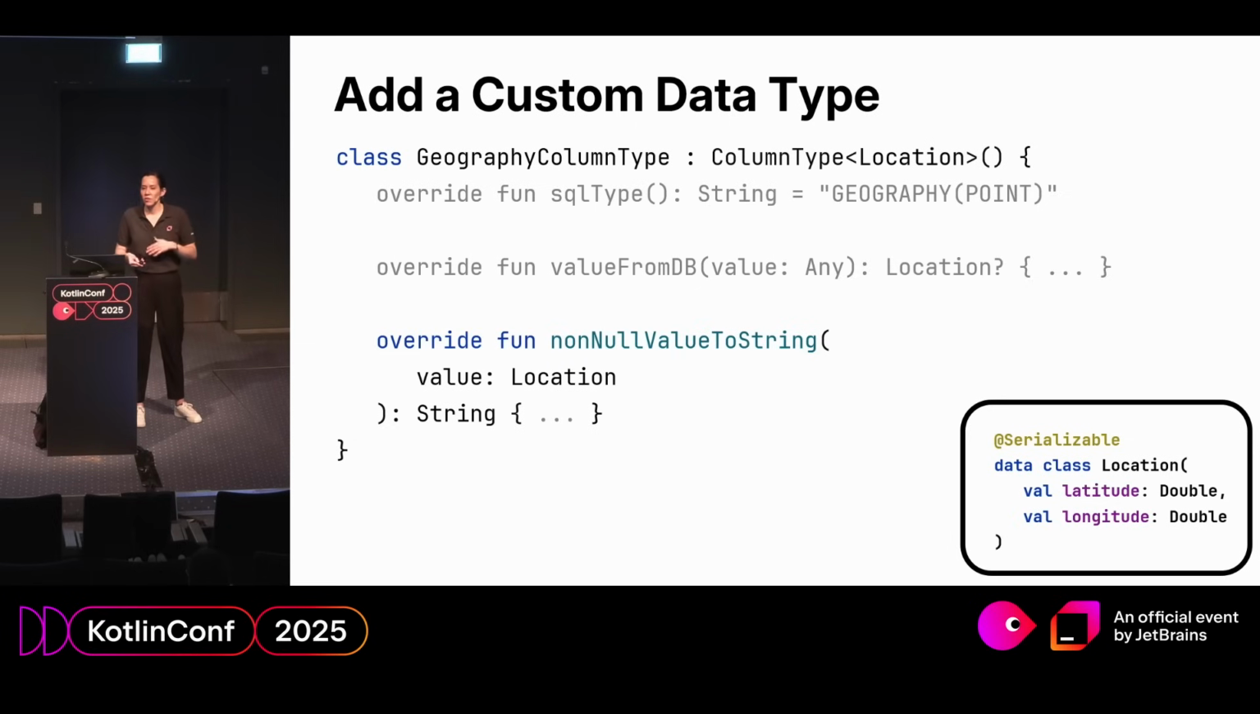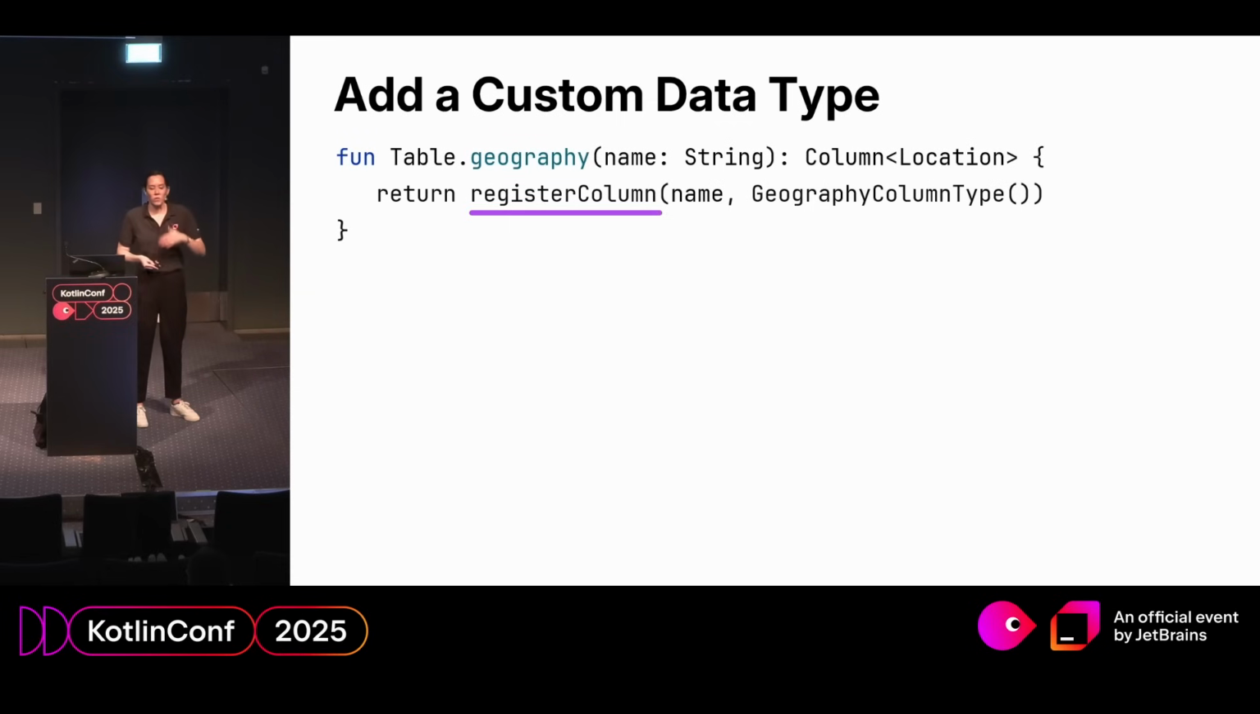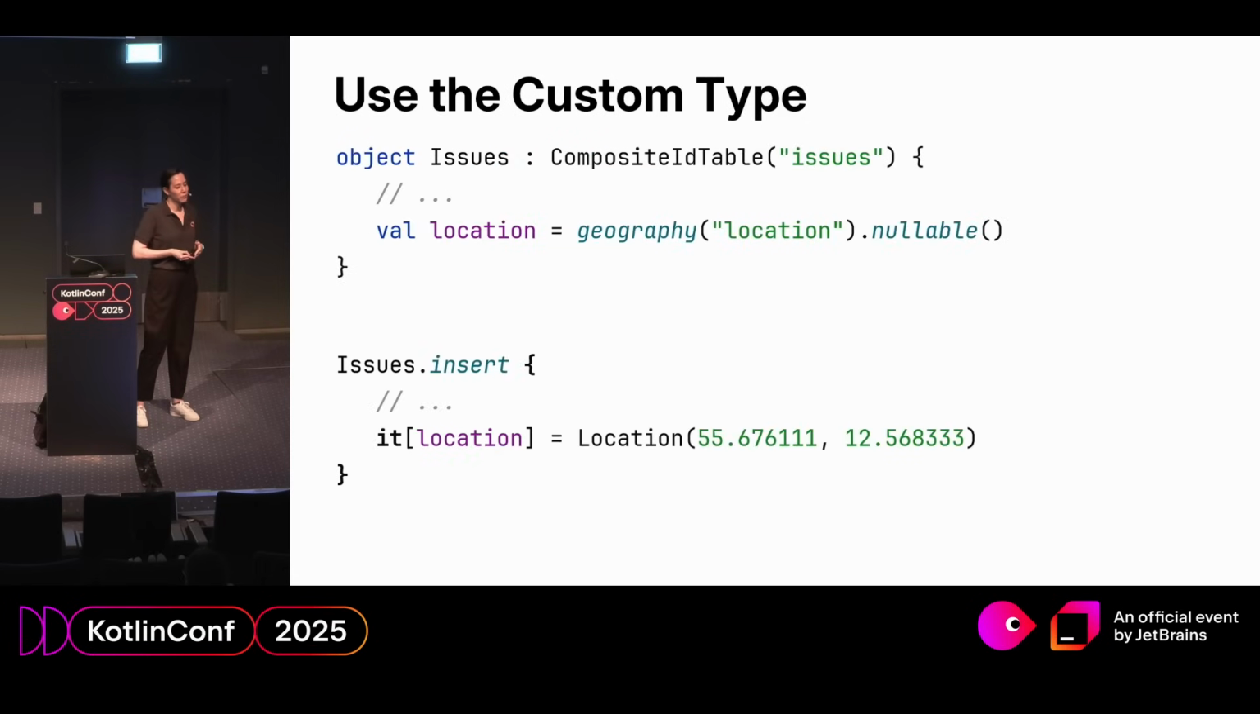We can add a couple extra just for peace of mind, for example, when we're logging strings to make it easier to read. And then we create an extension function on our table class to allow us to register a column of our new custom type. And then we're able to use that type in our table to have a nullable geography column, and inserting into our table is now as easy as just inserting a data class instance.